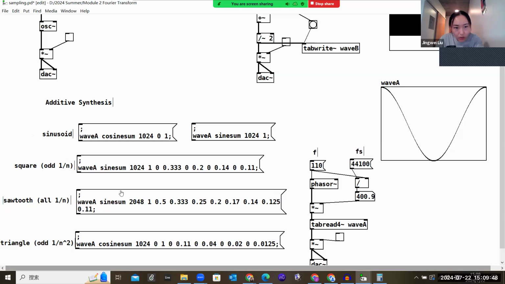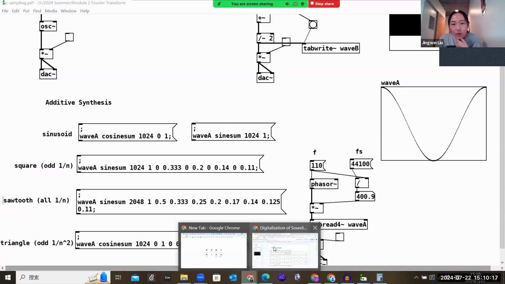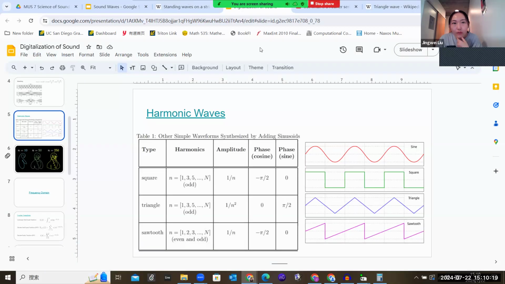So here, I created the functions to create square waves, sawtooth, and triangle waves. What this function sine sum does is that it gives you how many numbers there are, how many samples there are, and this one is the amplitude for the first harmonic, and this is for the second harmonic, third, fourth, fifth, and the function of computing the square wave, you can find it here.